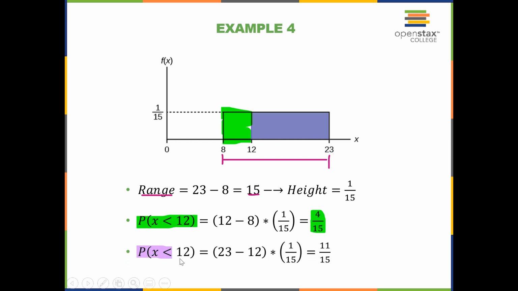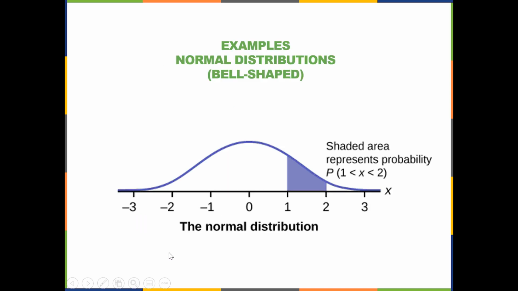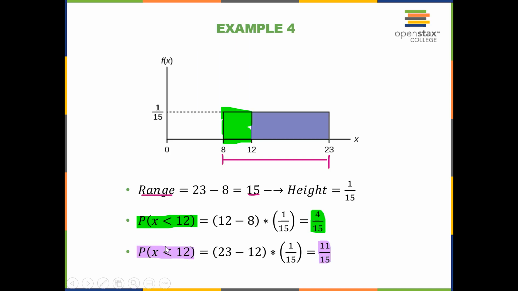The probability of that should have been a greater than symbol actually. Oops. So this should be turned around because we're now doing the probability that x is greater than 12. Notice that I didn't bother to mention the 23 because the maximum it can even be is 23, so it's good enough to say greater than 12. So greater than 12 would be the base 23 minus 12, which gives you 11. 11 times 1 over 15, so we get 11 over 15.